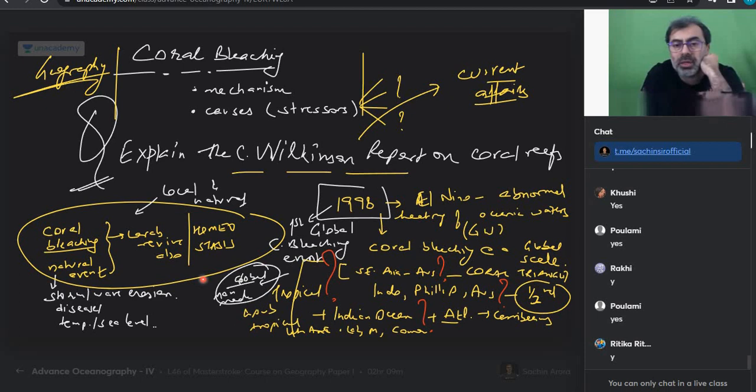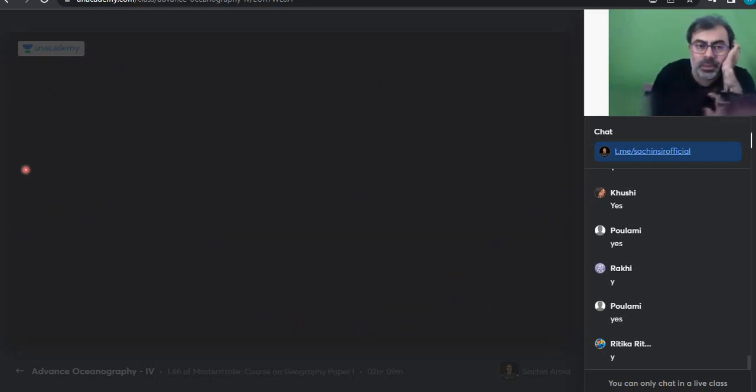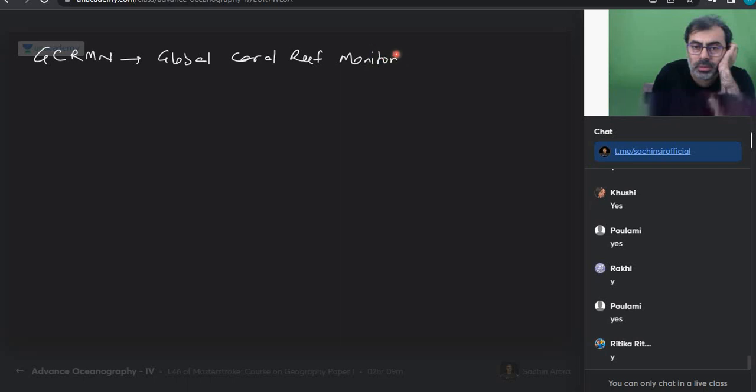1998. So the story of Clive Wilkinson will go back there. So the story begins from somewhere from 1998. Is everyone okay? So the world is looking at this. 1998, a body set up, GCRMN, Global Coral Reef Monitoring Network.